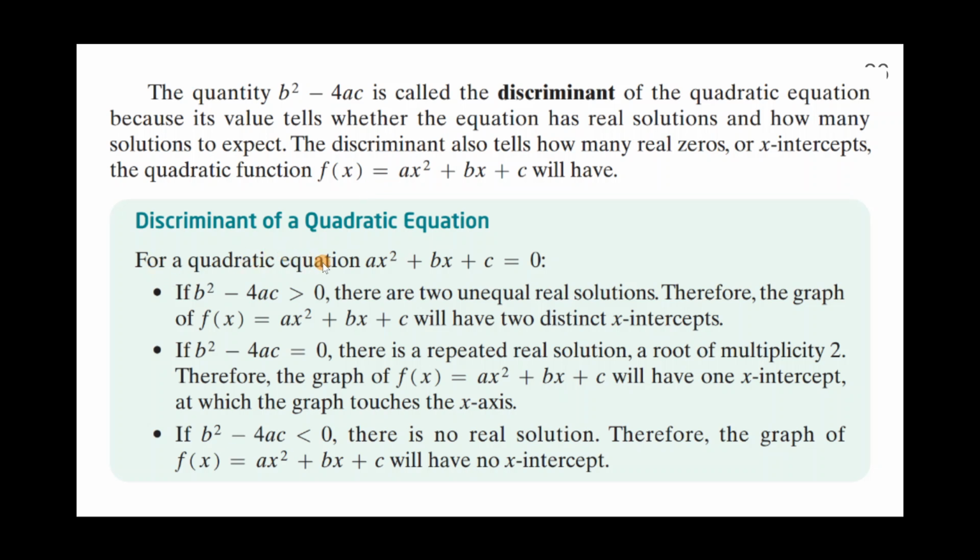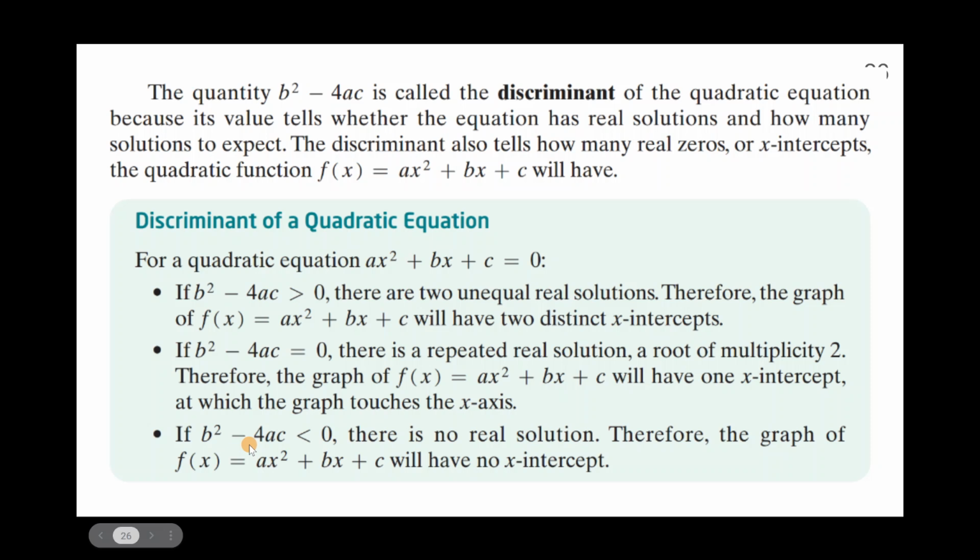So if you have a quadratic equation, ax squared plus bx plus c equals 0, if b squared minus 4ac is greater than 0, in other words, if it's positive, there will be two unequal real solutions, and it will have two x-intercepts. If b squared minus 4ac is exactly equal to 0, there is a repeated real solution, also known as a root of multiplicity 2, so it will have exactly one real solution that basically happens twice. Its graph will have exactly one x-intercept, and it will just touch the x-axis without crossing it.